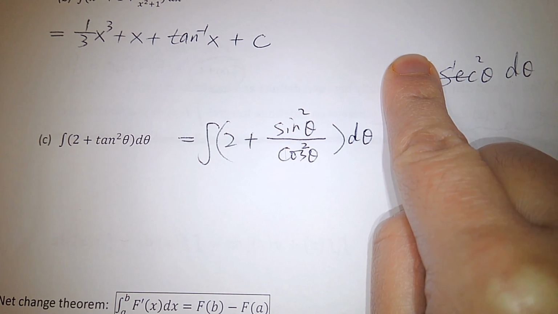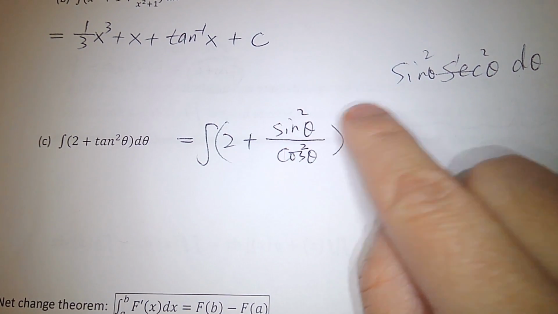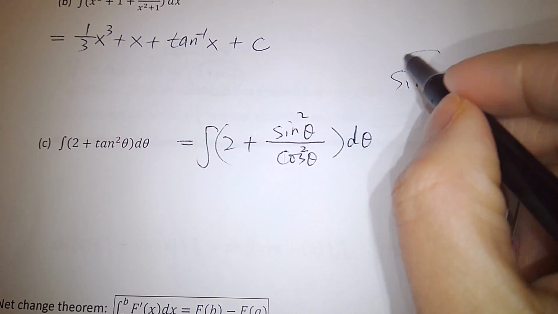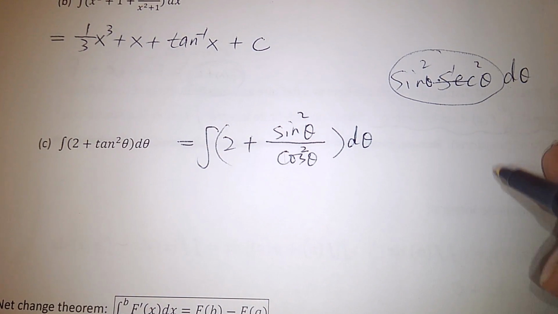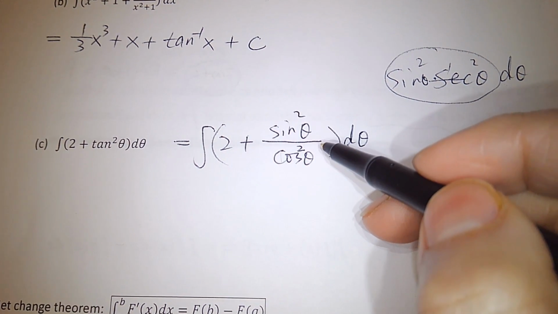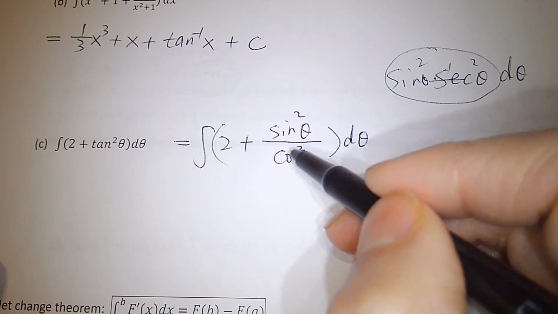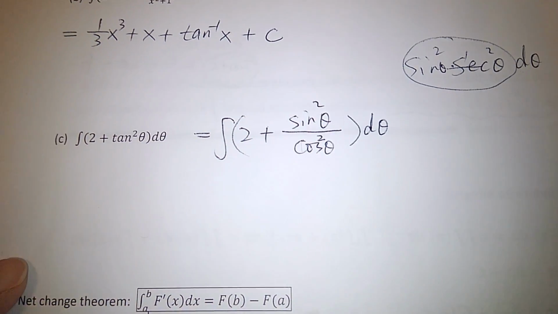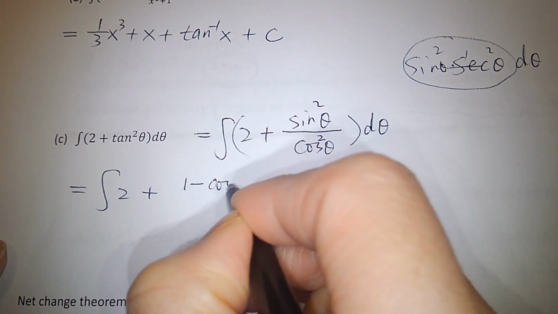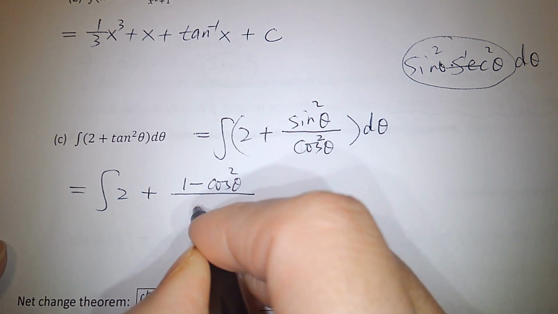With 1 over cosine theta squared, yes, we can rewrite it as secant theta squared, and the secant theta squared antiderivative is tangent theta. However, we still have a sine theta squared multiplied by the secant theta squared. We're not able to separate them. We're looking for this whole thing's antiderivative. So, let's rewrite something. I'm going to rewrite sine theta squared as 1 minus cosine theta squared. Why? Because we have a cosine theta squared on the bottom.